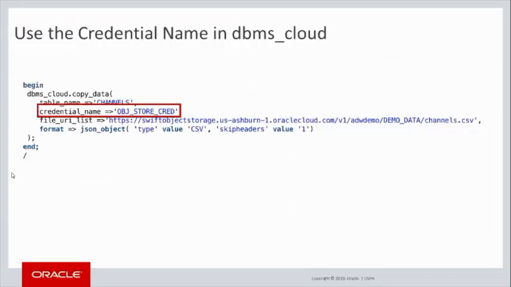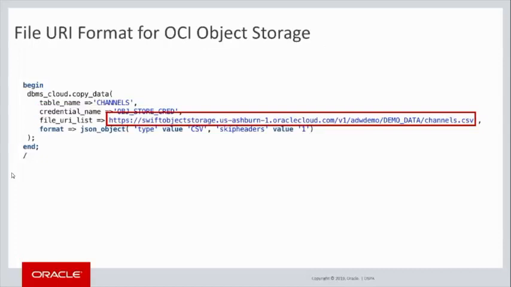To access the files in Object Store, use DBMS_CLOUD.COPY_DATA. In this case, we have a flat file in Object Store accessed by the credential we created in the previous step. This example maps the file in the object store called channels.csv to an Oracle table called channels.